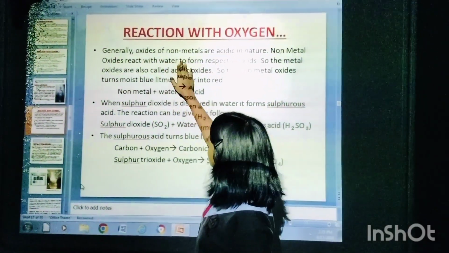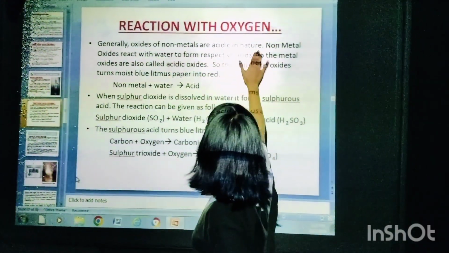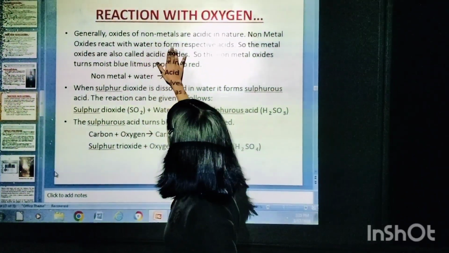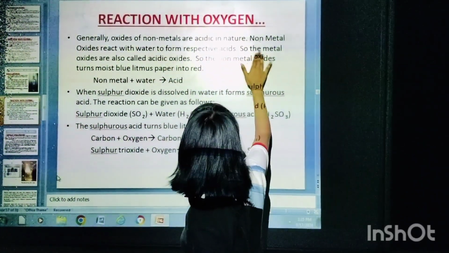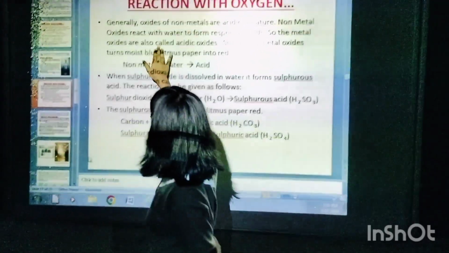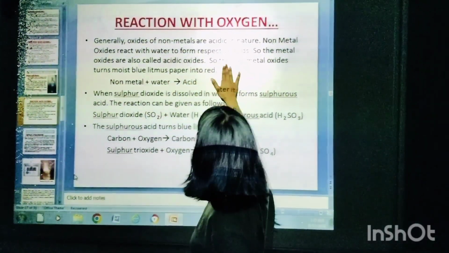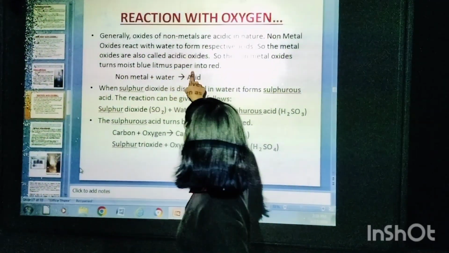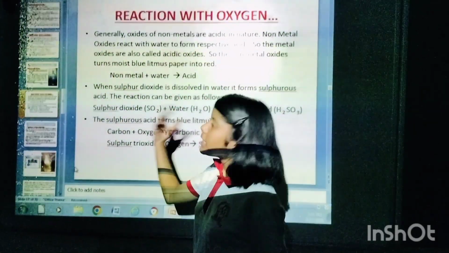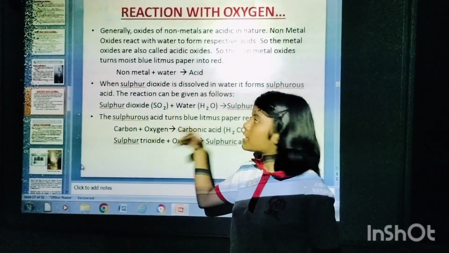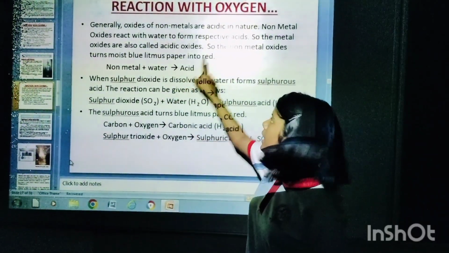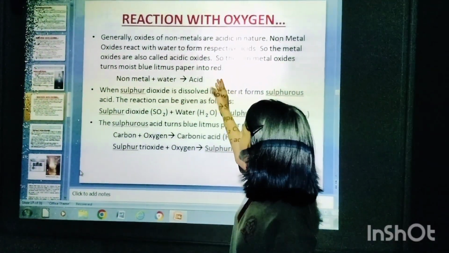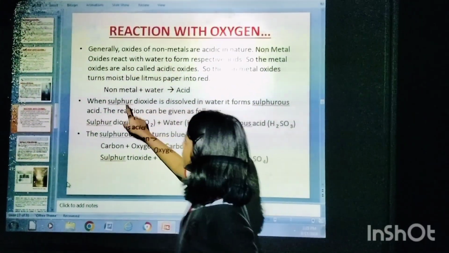Generally, oxides of non-metals are acidic in nature. Non-metal oxides react with water to form the respective acids, so they are called acidic oxides. Non-metal oxides turn moist blue litmus paper red. In metal oxides, red litmus turns blue, so they are basic. In non-metals, blue litmus turns red, so they are acidic in nature.